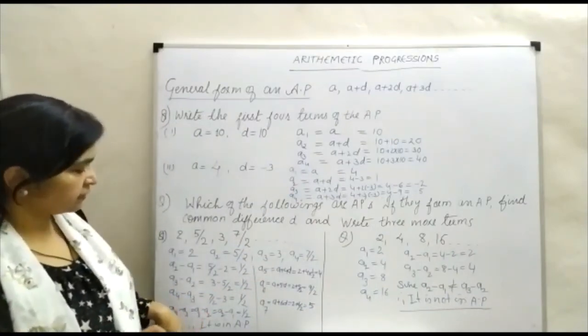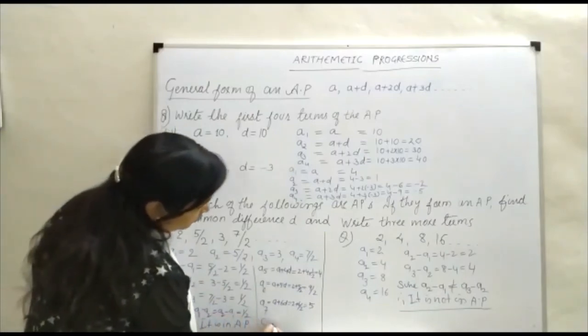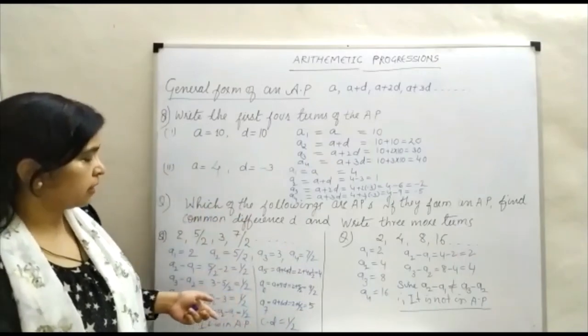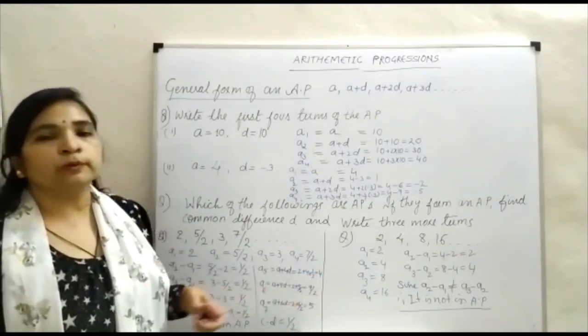So for the earlier sequence, your common difference is half. You can mention, if you want, common difference is equal to half. And your 3 more terms are 4, 9 upon 2 and 5.